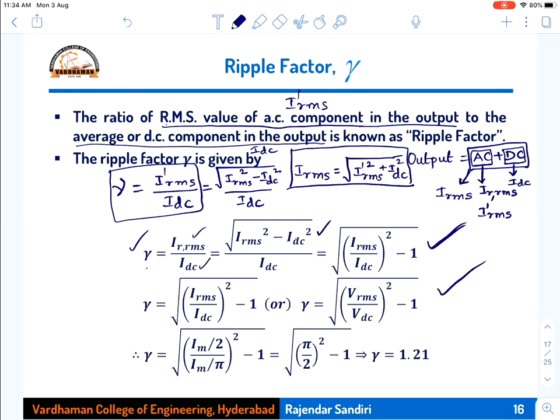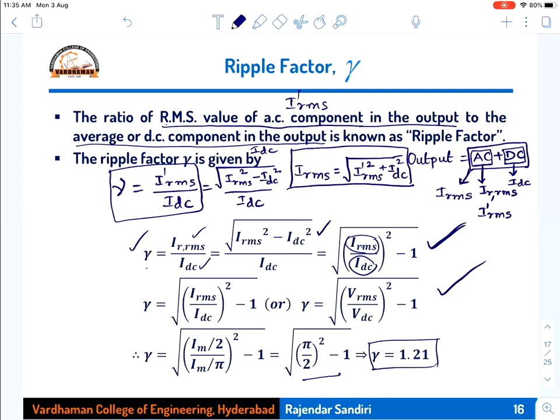IRMS is what? IM by 2 in the numerator. Here I have to substitute this value: IRMS is IM by 2. IDC is what? IM by pi. These things we have already calculated in the first step and third step, the third parameter and first parameter: IM by 2, IM by pi. Then IM will cancel, and it will become pi by 2 whole square minus 1. Pi by 2 whole square minus 1 under root will become gamma is equal to 1.21.